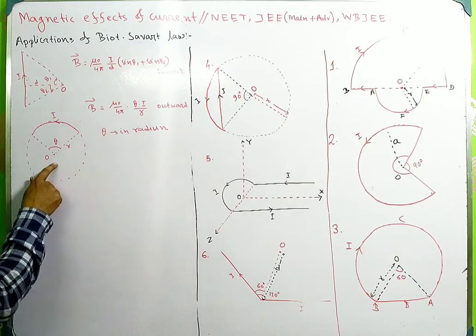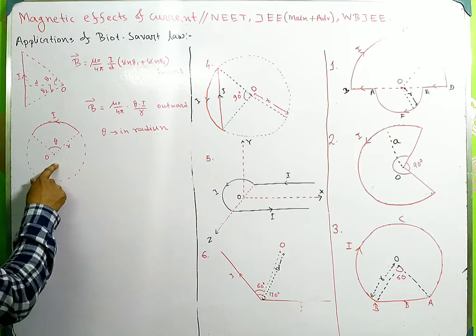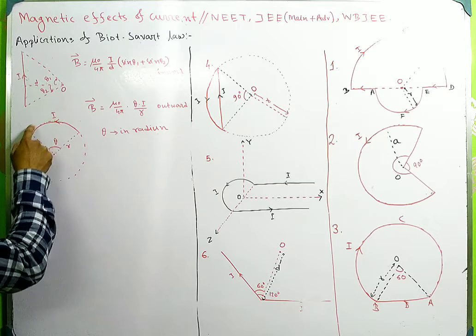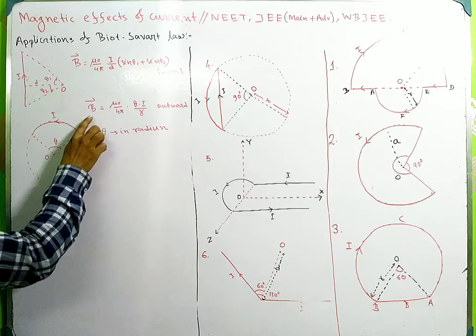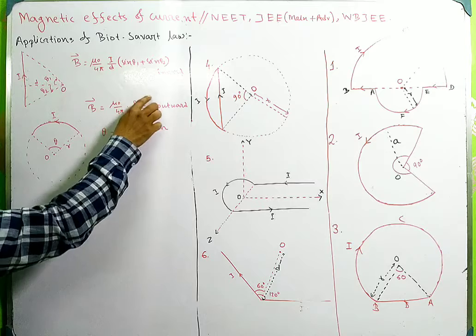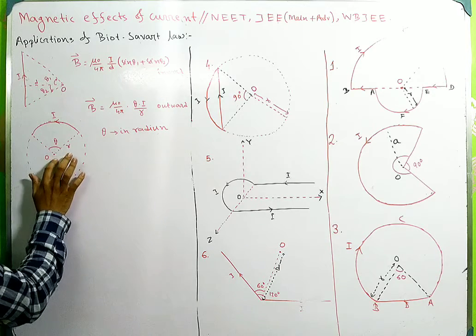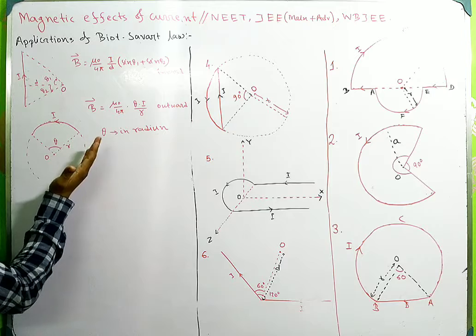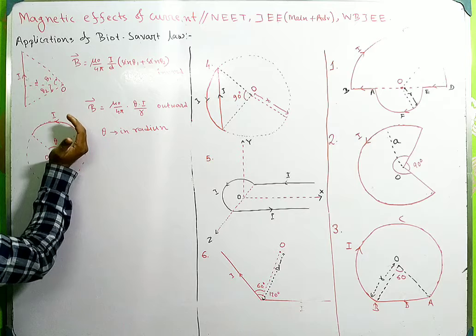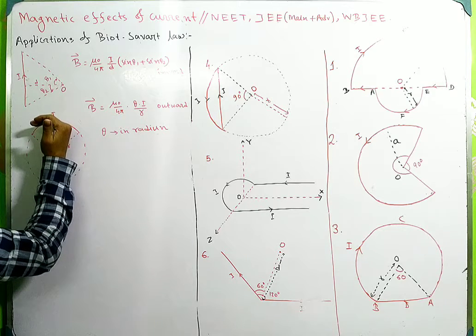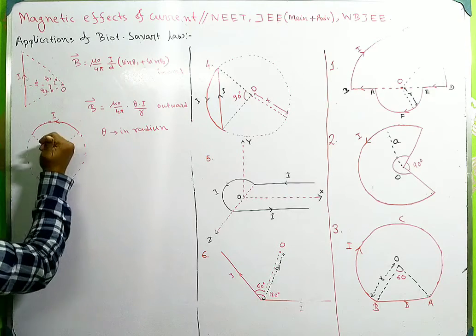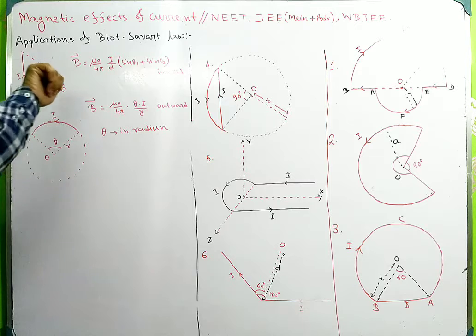So for this case, how to calculate the magnetic field? This is theta, and we have to calculate the magnetic field due to this portion of the wire. The magnetic field at point O due to this portion of wire is given by mu0 by 4 pi, theta I by r. The direction of the magnetic field at O in this case can be calculated this way. This is my right thumb, my forefinger is moving in the direction of current, so the thumb will give the direction of the magnetic field. So the direction here is outward, and in the previous case it is inward.